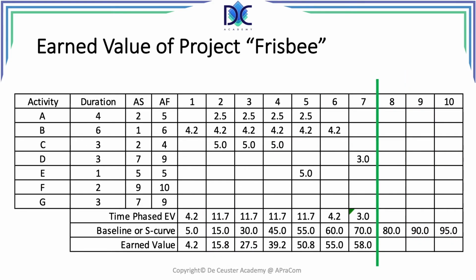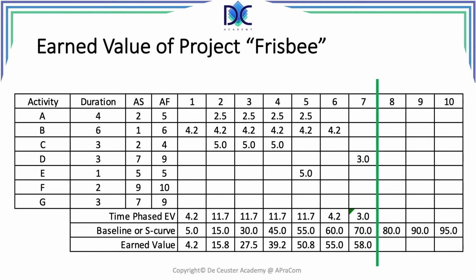In the previous slide, we completed the budget curves for early start, late start, and the planned start. Finally, we got the cost baseline for the project, also called the S-curve. Now we have to look at how we are doing. What did we do during the first 7 periods of the project?